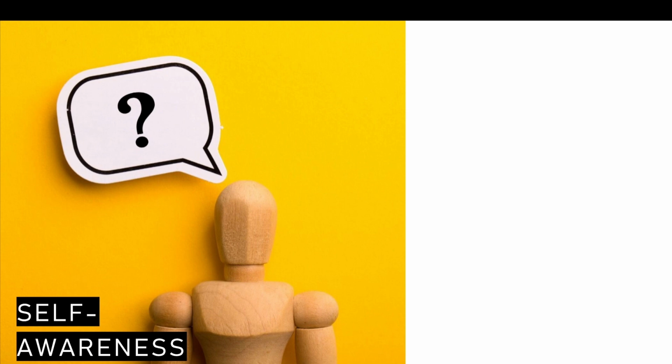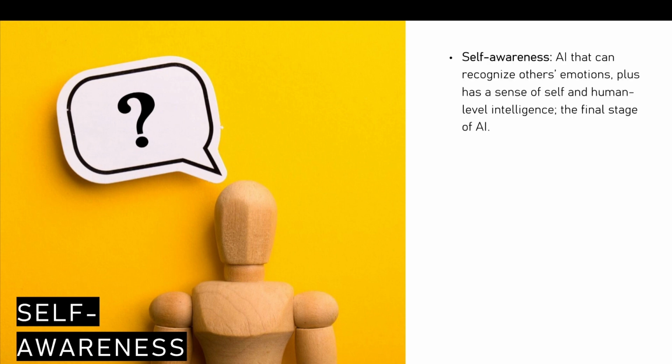The last one we have is self-awareness. This is the AI that can recognize others' emotions, plus has a sense of self and human level intelligence, the final stage of AI. So this is an AI model that is even self aware, meaning that it can recognize human emotions as well as its own sense.